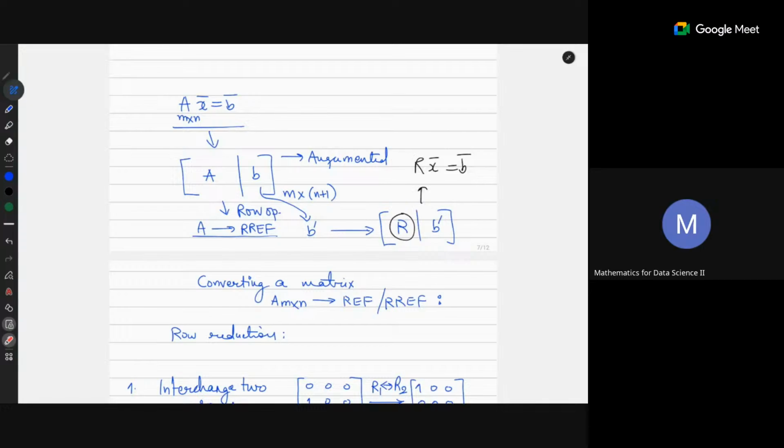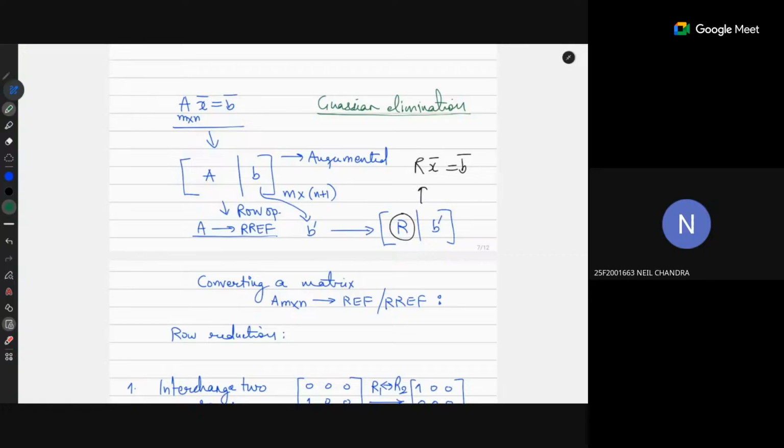So this method is called the Gaussian elimination. And in the Gaussian elimination method, we will use the row operations.